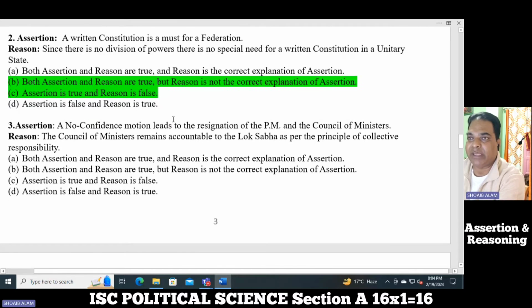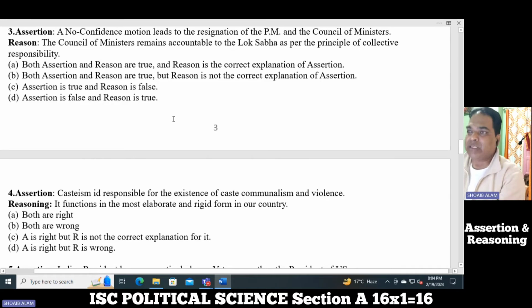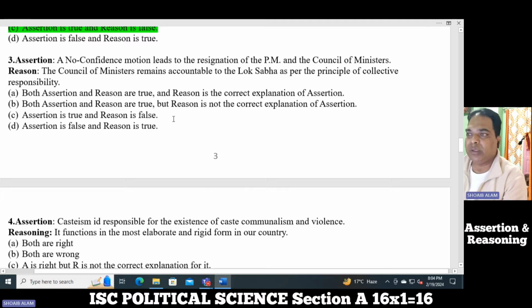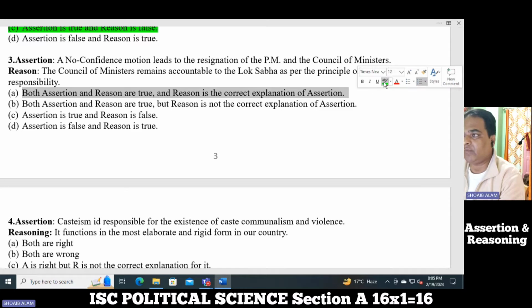Okay. Now assertion number 3. A no confidence motion leads to the resignation of Prime Minister and the Council of Ministers. Reason: the Council of Ministers remain accountable to the Lok Sabha as per the principle of collective responsibility. So that is correct, because once a no confidence motion is moved, the Prime Minister's resignation leads to the resignation of all the ministers. So we'll go with number A. Both assertion and reasons are true, and the reason is the correct explanation of the assertion.